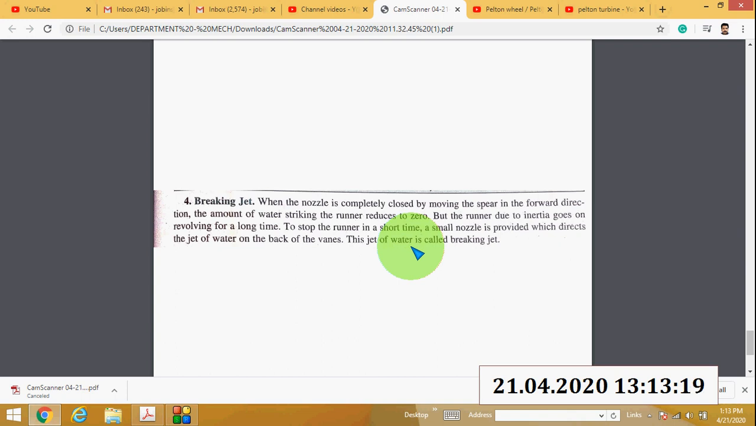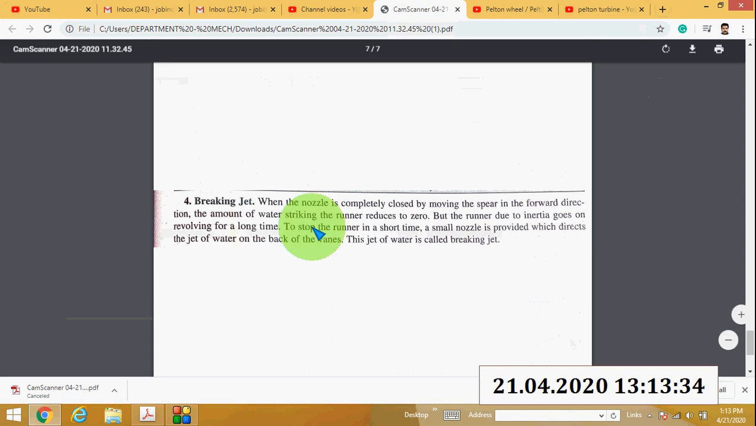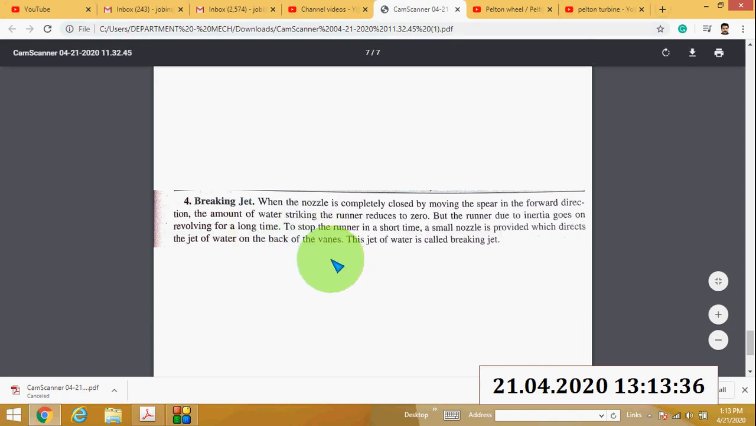I want to stop the runner in a short time, so a small nozzle is provided which directs the jet of water on the back of the vanes. Here you can see this jet of water will strike the back side of the vanes. This jet of water is called a braking jet. This is the main use of the braking jet.